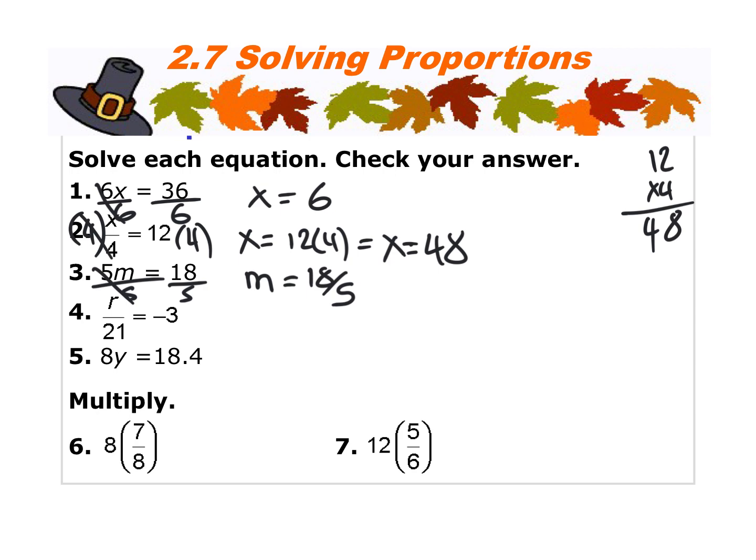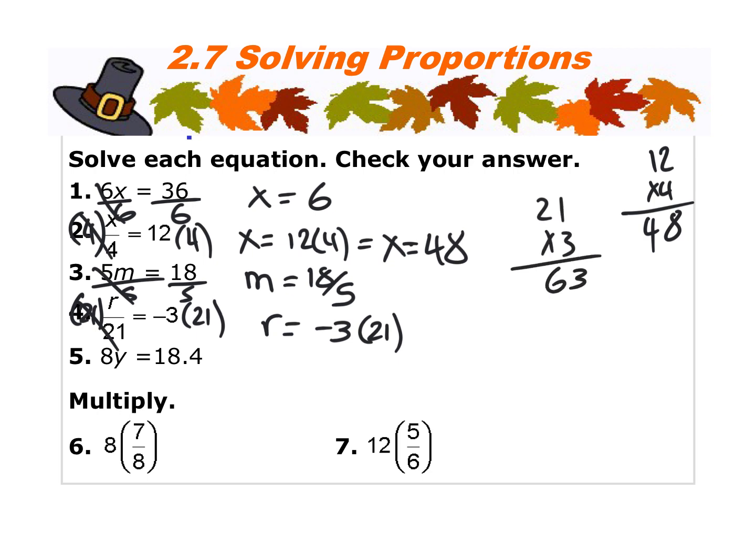For number 4, again, I'm going to multiply that 21 out on both sides, which is going to leave us with r is equal to negative 3 times 21. Again, I'm going to go solve it over here, which is 63. Now, it's negative 63, just as a reminder, a negative times a positive is a negative. So that's why it's a negative 63.